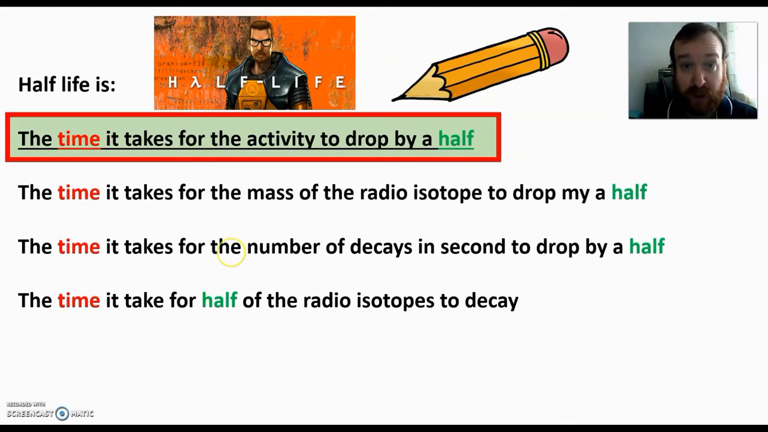And we're going to do a little investigation to find out where that comes from and how we can measure it and how we can determine it and what we can use it for. But you need to know the definition first. The time it takes for the activity to drop by a half. You could also remember it as the time it takes for the mass of the radioisotope to drop by a half, not my half. The time it takes for the number of decays in a second to drop by a half. The time it takes for half of the radioisotopes to decay.